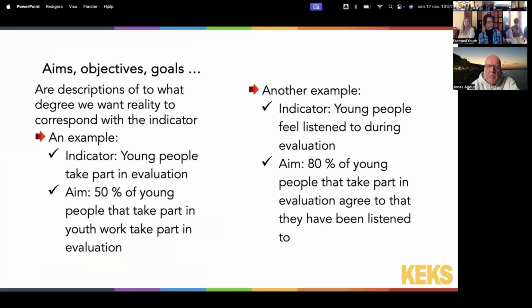So aims is to what level do we want reality to correspond with indicators, which makes it very clear that first you make up indicators, first you create indicators, then you set aims, not the other way around, which unfortunately also is quite common, which makes things enormously complicated, of course.